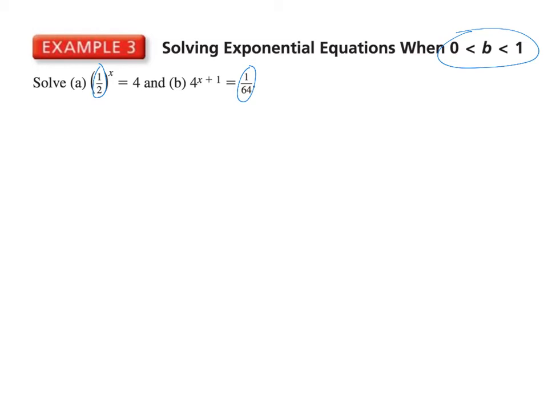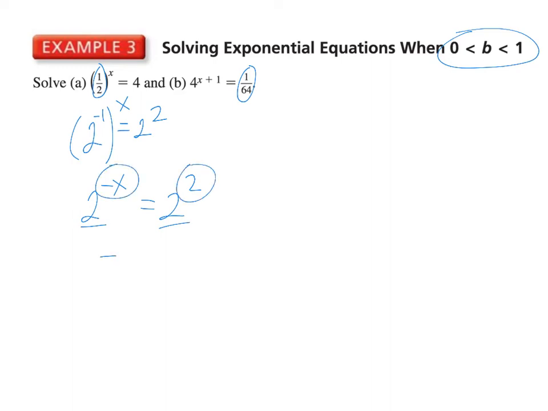So here I have 4. I can write 4 as 2 to the second power. Applying the exponent rules, I could bring the 2 to the top, and the power becomes negative. And this is to the x power. So now I have 2 to the negative x is equal to 2 to the second, or 2 squared. Since the bases are the same, I could set the powers equal to each other. Now I could just divide by -1, and x is equal to -2.